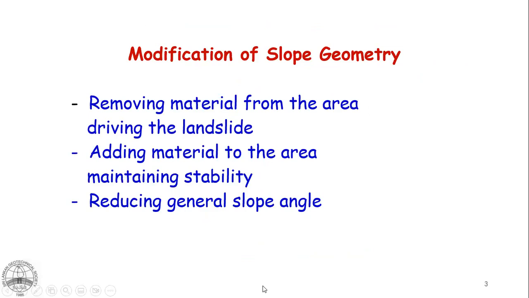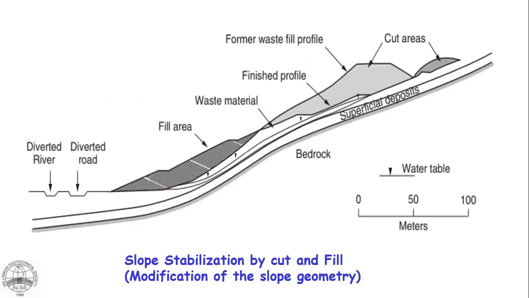Talking about the modification of slope geometry, we may remove material from the area driving the landslide, the upper part of the landslide, and add material to the toe of the landslide, or reduce the general slope angle. So along with the general drainage measures, these geometry changes would also be necessary in the rectification of rain-induced landslides, reducing the risk of rain-induced landslide.